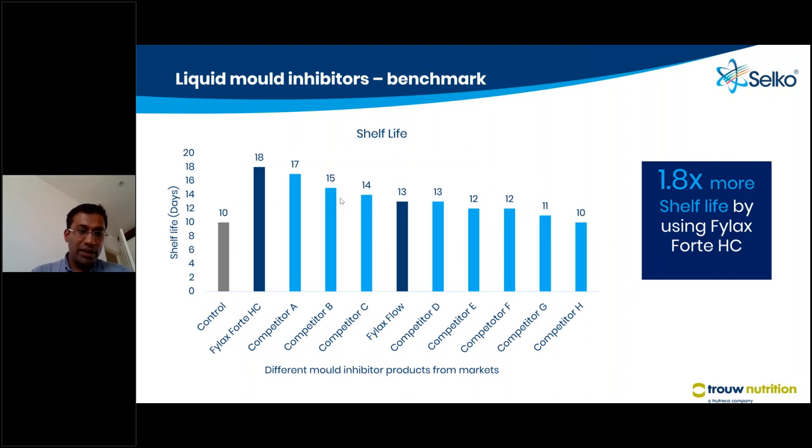Again, we compared this with many products, benchmarked against other liquid mold inhibitors, to know how good our product is. We tested many products at the same inclusion levels. What we see clearly, compared to the control group, which has no anti-mold inhibitors, is that Phylax Forte HC gives 1.8 times more shelf life. Compared to other liquid products, it is giving a much better extended shelf life for feed and protection from mold.